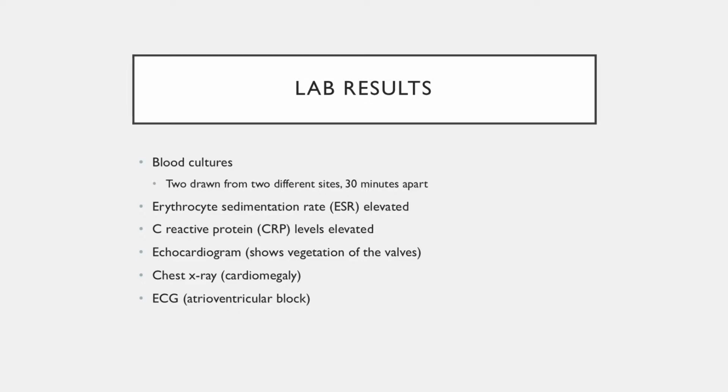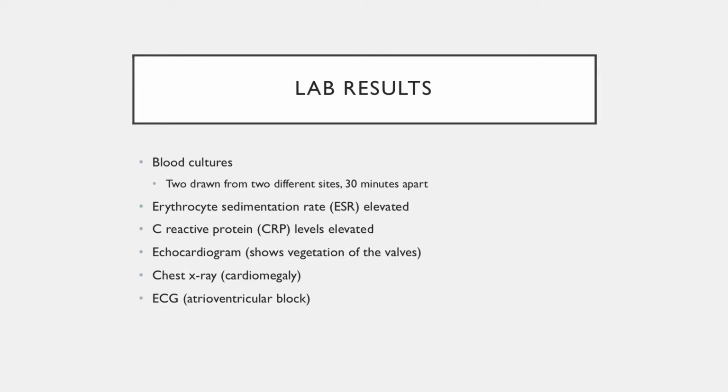Blood cultures need to be taken. 2 blood cultures will be drawn 30 minutes apart from 2 different sites. In 90% of patients, the cultures will come back positive. In negative cultures, they should be kept for 3 weeks to see if it may be a slow-growing organism. In acute endocarditis, leukocytosis can occur. ESR and CRP levels may be elevated.